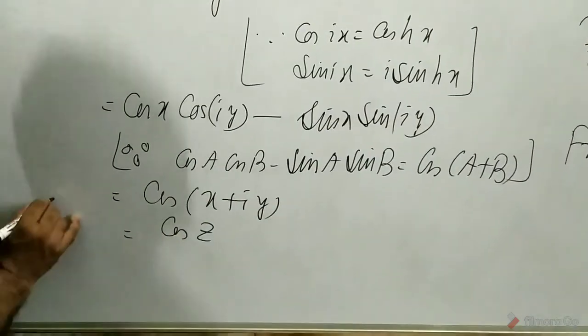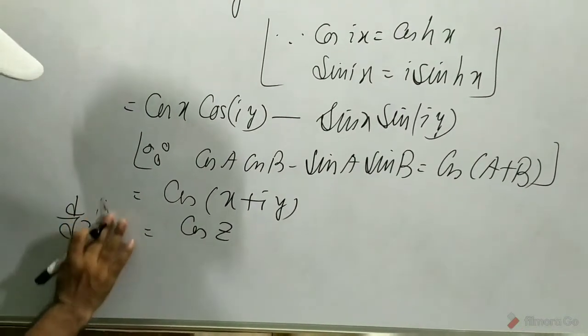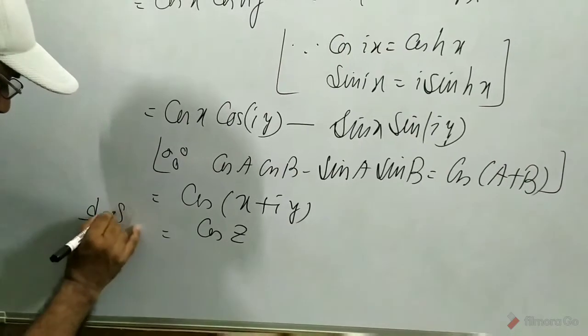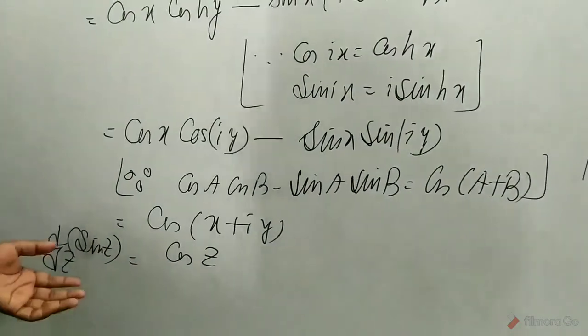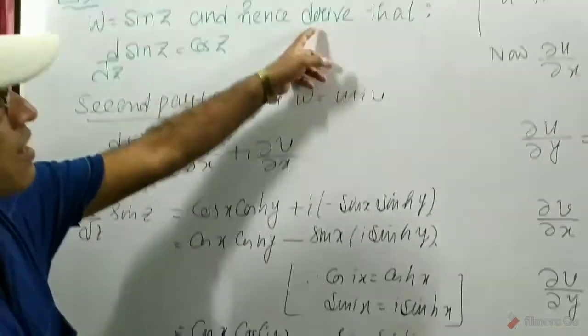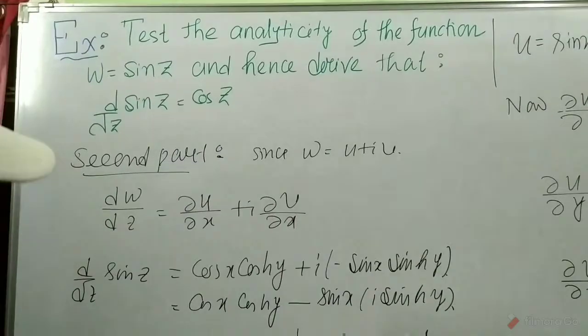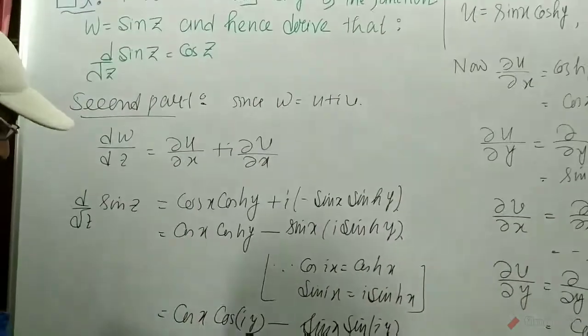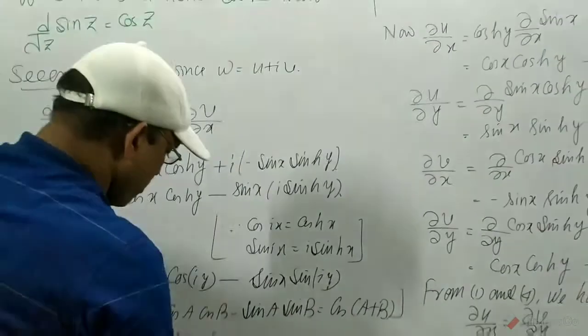So what we get, d dz of sin z is cos z, and this is our proof. Hence write that d dz of sin z equal to cos z. So this is the proof.